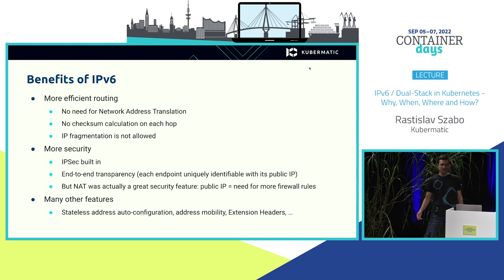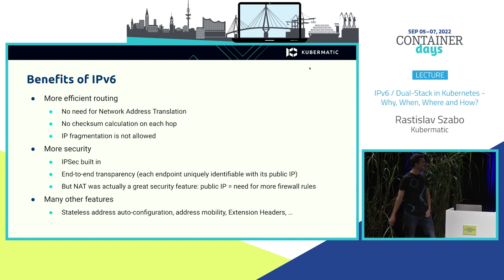And one of the drawbacks from the security perspective is that with IPv4, with network address translation everywhere, network address translation actually acted as a firewall, kind of. So with IPv6, if every single endpoint has its public IPv6 address, there are some security considerations. You need to make sure that your firewall rules are applied on all the places where you need them.